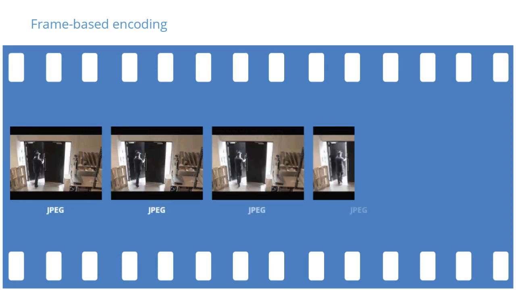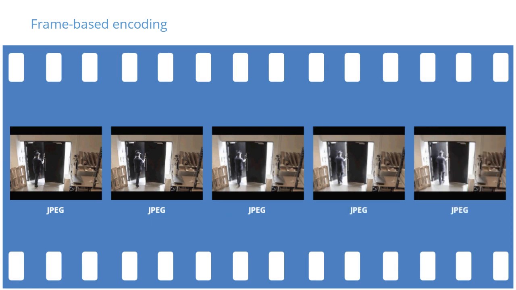A frame-based encoding codec, like Motion JPEG, MJPEG, consists of a sequence of full JPEG images that have been individually compressed. This example shows a 5 frames per second, FPS, set of 640 by 480 images. Each image is 60 kilobytes, KB, which generates 300 kilobytes of data per second.